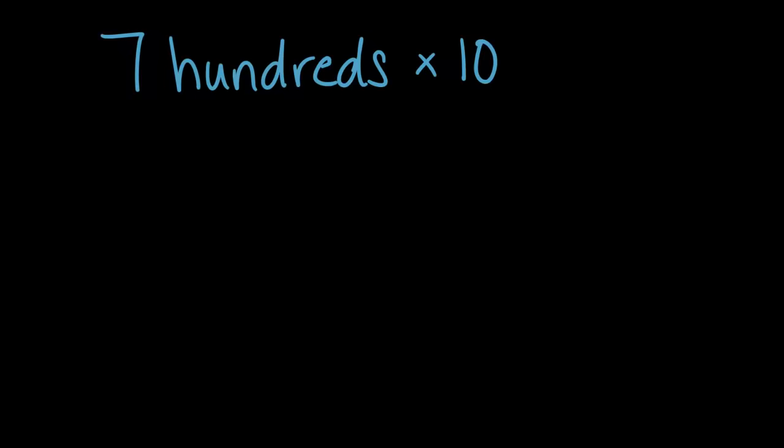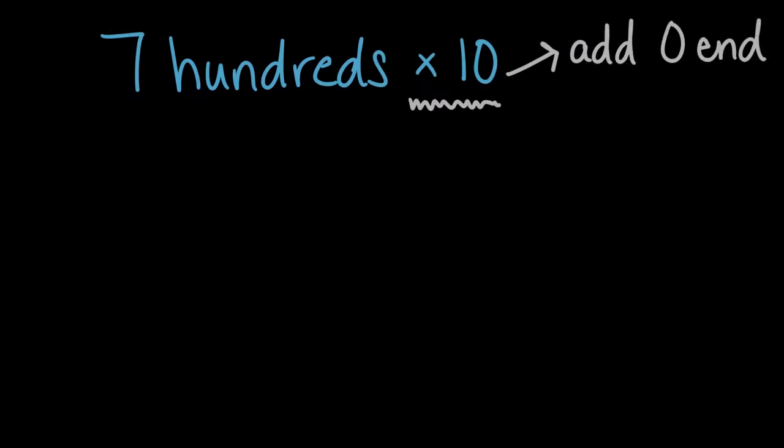What is 7 hundredths times 10? Well, let's focus first on this times 10 part of our expression, because multiplying by 10 has some patterns in math that we can use to help us solve. One pattern we can think of when we multiply by 10 is if we take a whole number and multiply it by 10, we'll simply add a 0 to the end of our whole number.